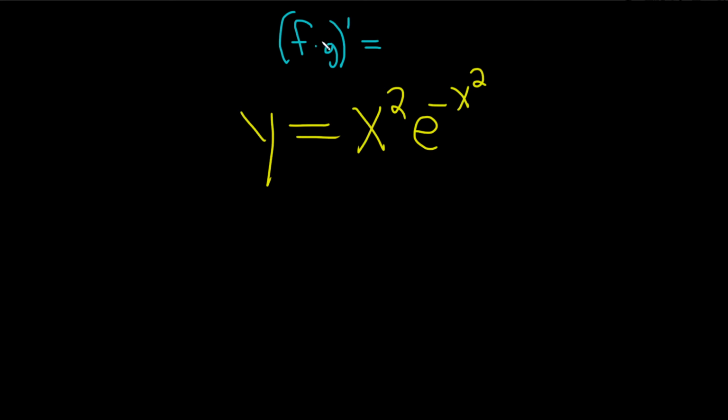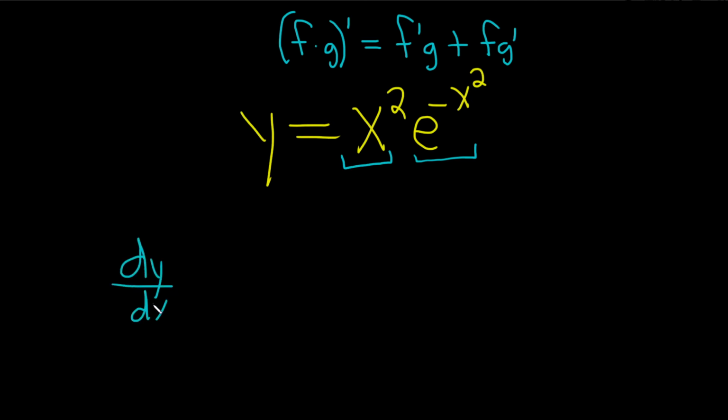So you want to think of f as your first function and g as your second function. So it's the derivative of the first times the second plus the first times the derivative of the second. So this is our first function and this is our second function. So let's do it. So dy dx, that's the derivative of y with respect to x.